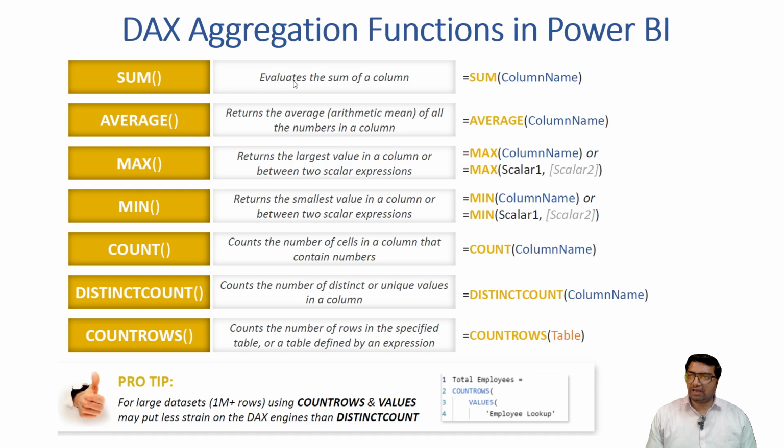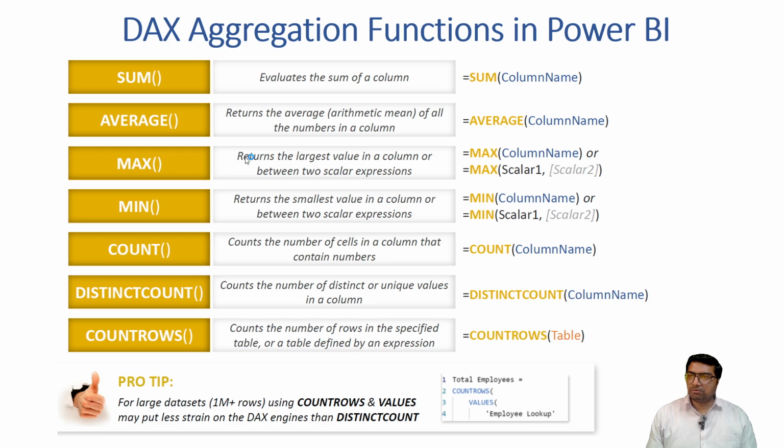Sum just evaluates the sum of the column. It's a very simple syntax: sum and the column name. The second one is average. Average basically returns the average of all the numbers in the column, right? So it's a simple average with the column name, and it gives you one average value for that particular column.